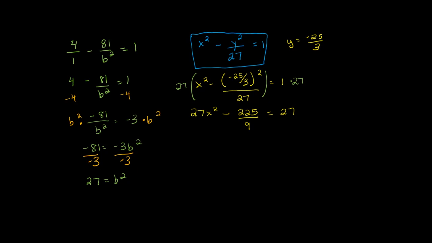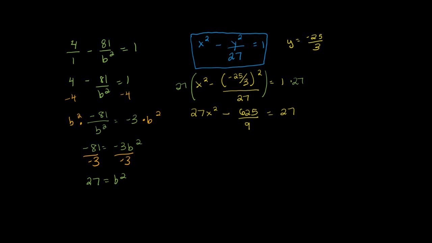And so we end up with, oops, 25 squared is not, that's 15 squared. 625. Good thing I double checked that on my calculator. I was like, that doesn't sound right. 25 squared is 625. 3 squared is 9. So now I've got 27x squared minus 625 over 9 equals 27.